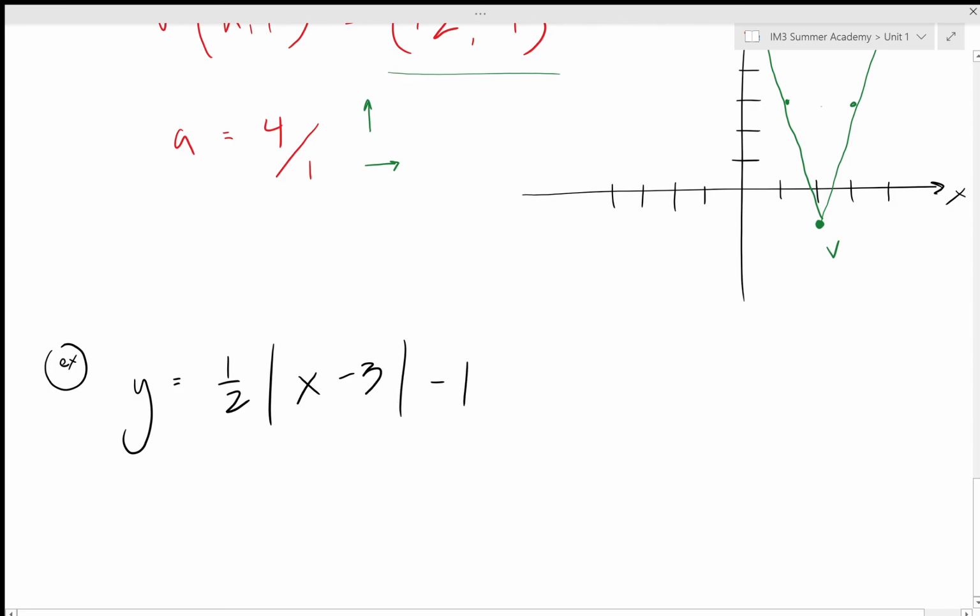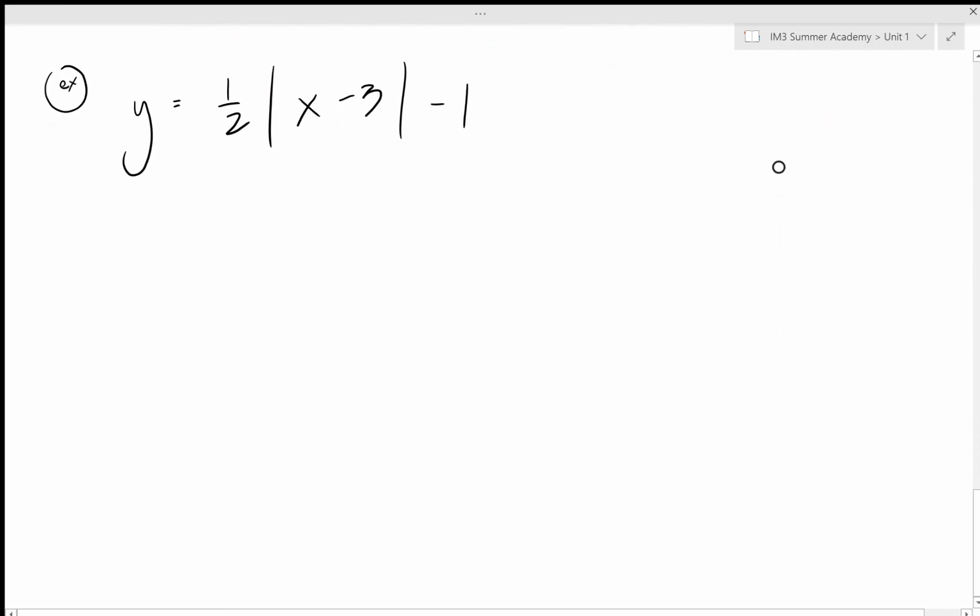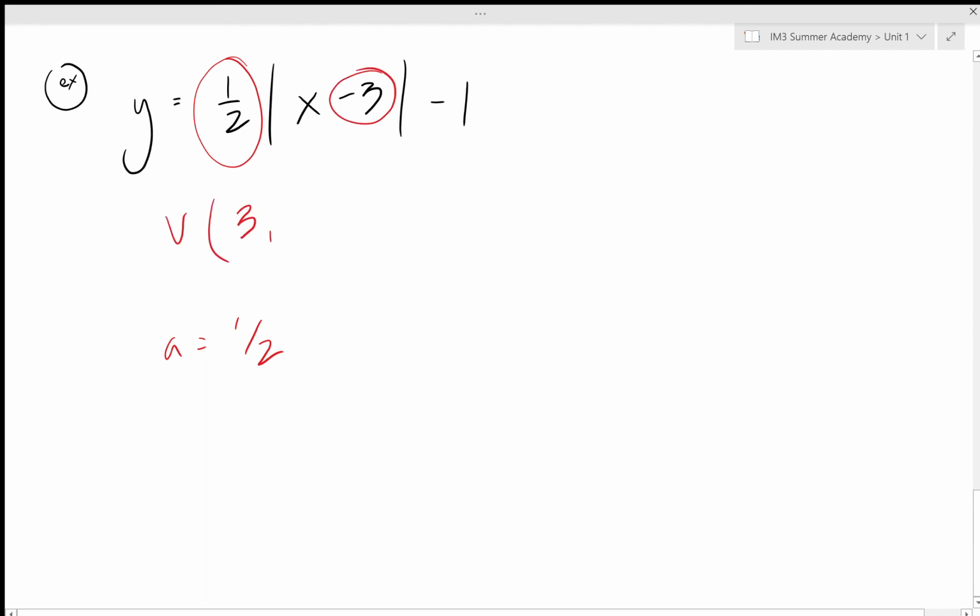So the first one, A was 1. The second one, A was 4. This time, A is 1/2, a number smaller than 1. Okay, so let's see what happens then. But still, the vertex is the same process. Positive 3, negative 1.